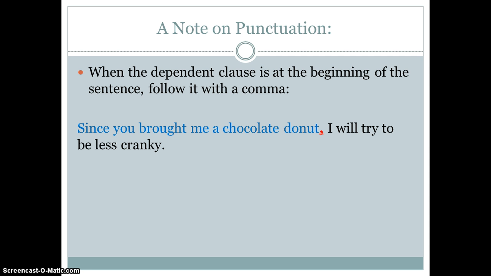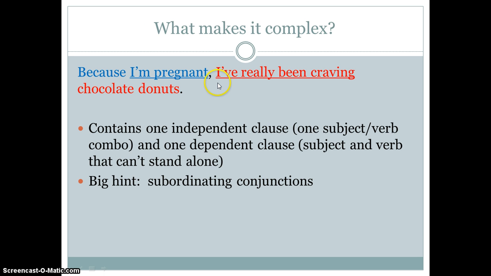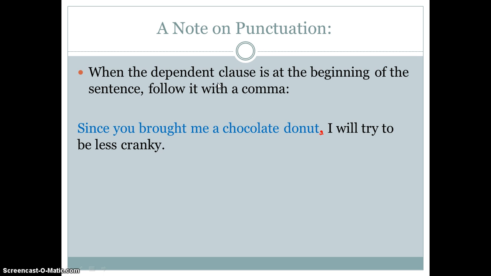So with punctuation, when you have that dependent clause at the beginning of a sentence, you need to set it off with a comma. So since you brought me a chocolate donut, comma, I'll try to be less cranky. I'm really not too cranky, but chocolate donuts always help. So yes, in all the previous examples, there's the comma, there's the comma. You always need a comma after those dependent clauses.